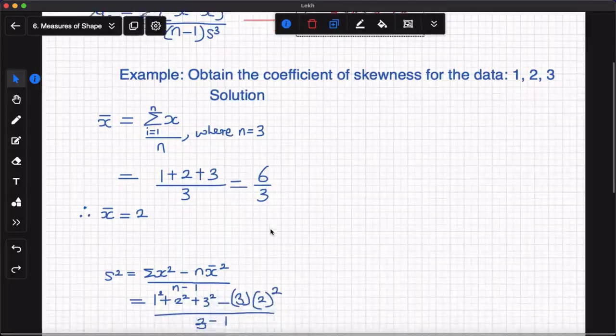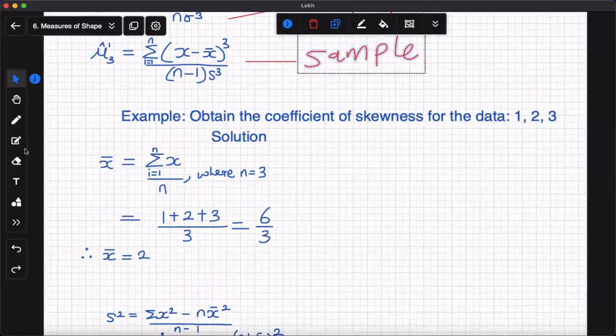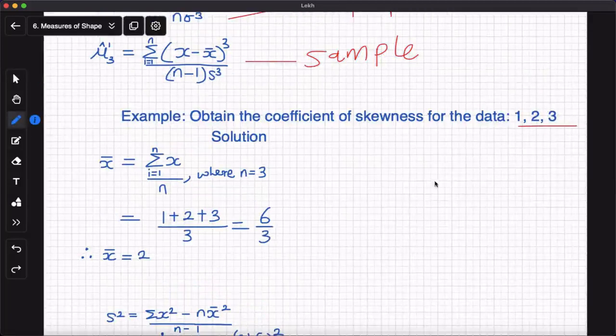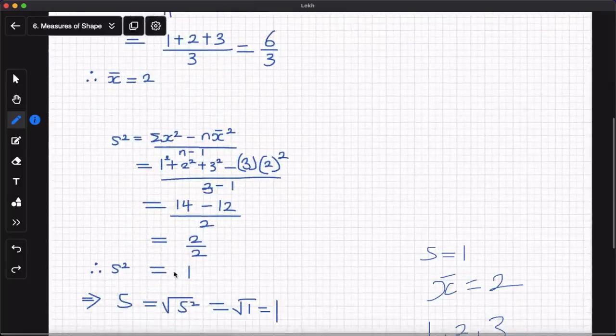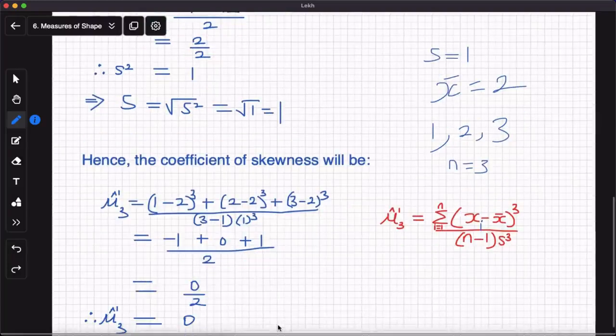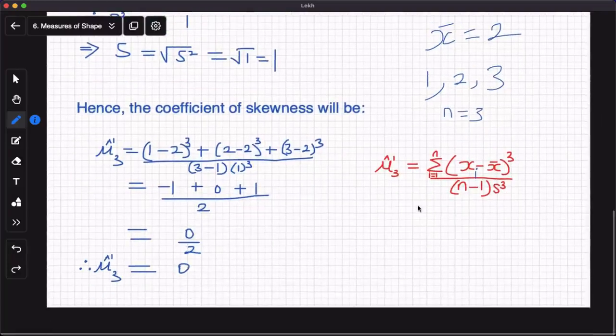If we have the data that we have been given here, just 1, 2, and 3, we can obtain the mean to be 2. The variance will be 1 and the standard deviation will be 1. Now, going by what we have obtained, we know that this is our first observation.